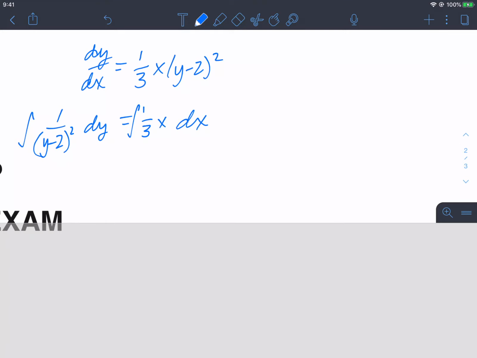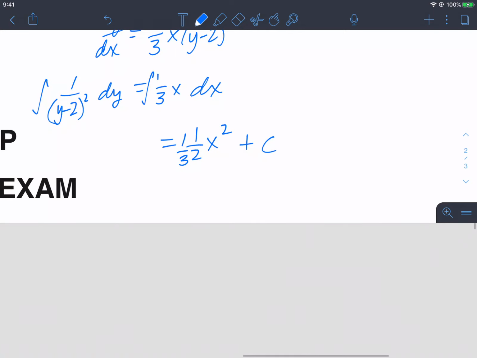The x one's pretty easy because we just add 1 to the power and then divide by the new power, but we'll multiply it by the 1/3. And we are going to put this plus c on that side with the x. So this side would equal 1/6 x squared plus c.